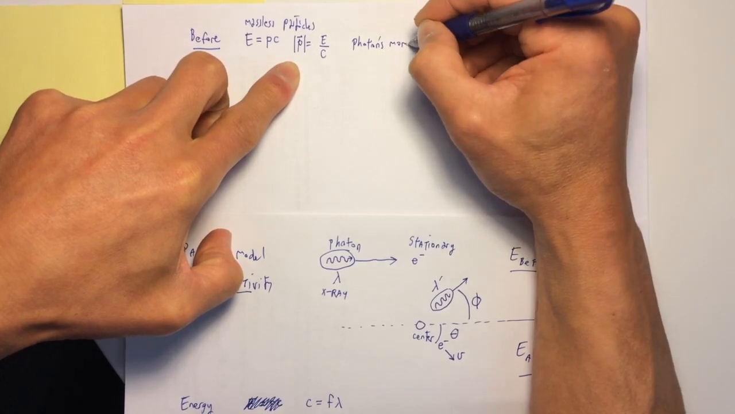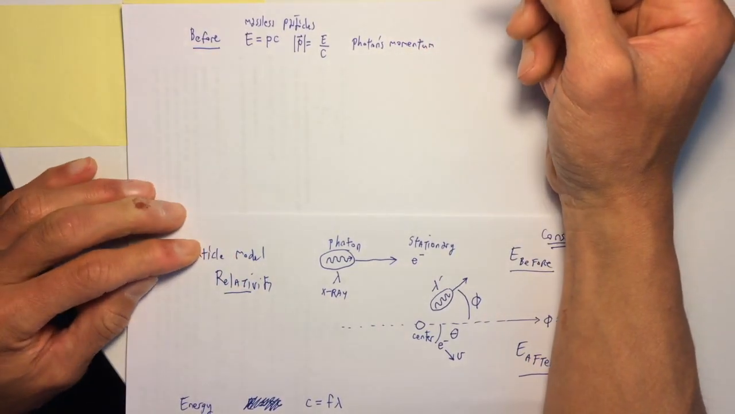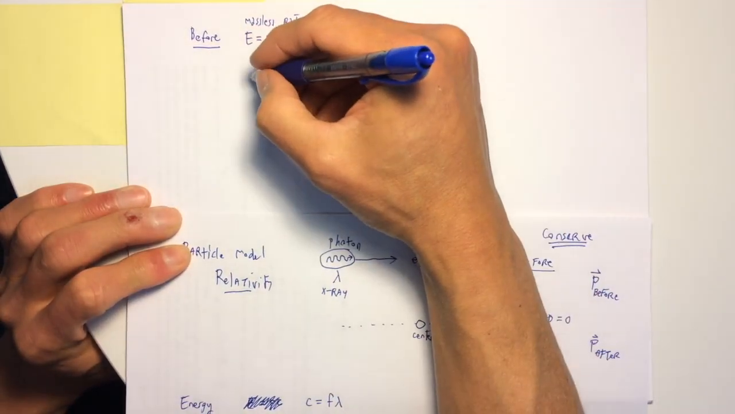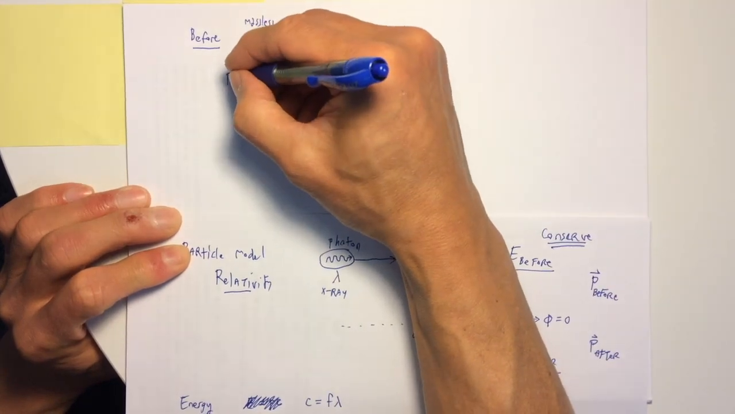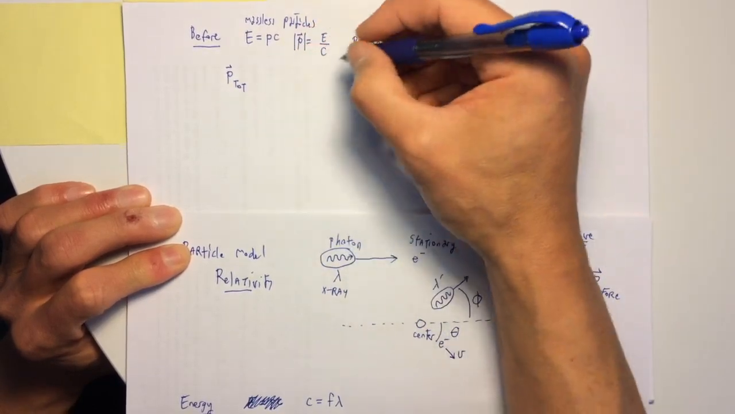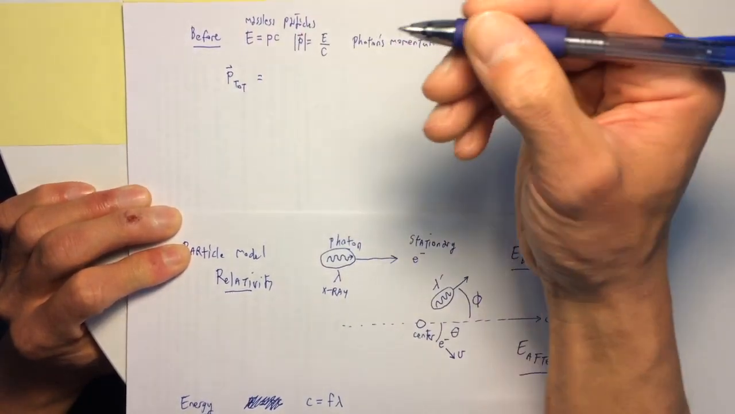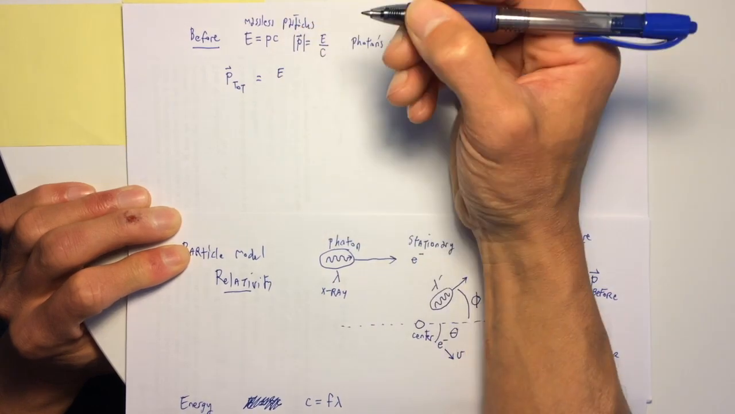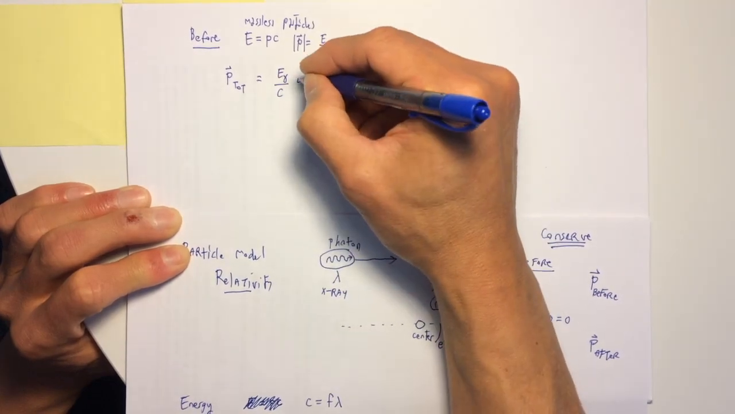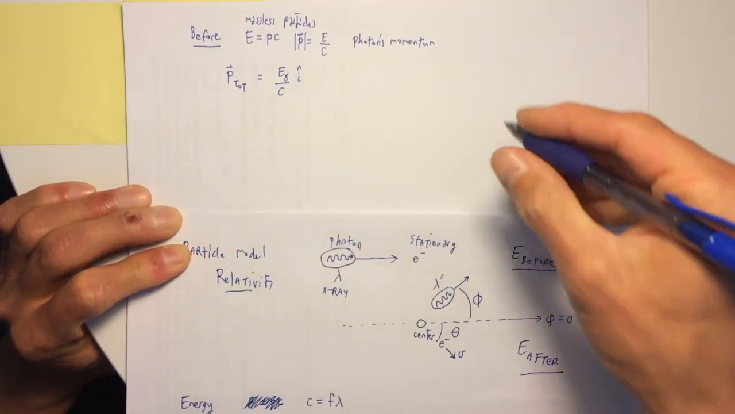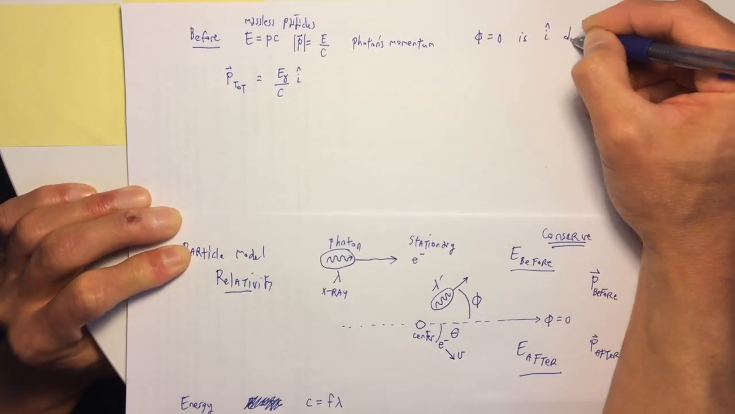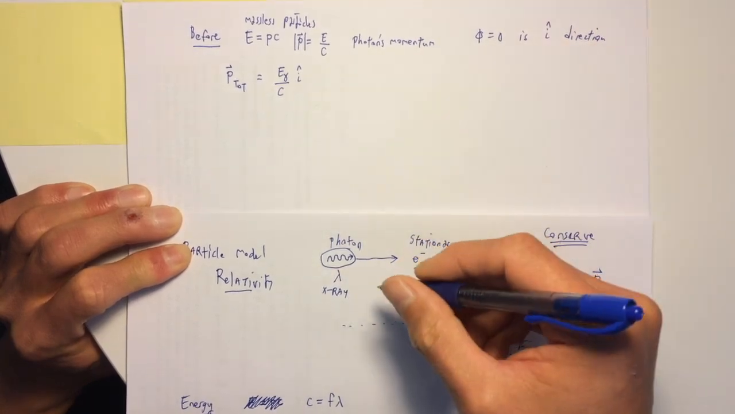This is the photon's momentum, because it's a massless particle. So before the collision with the electron, the total momentum was all i hat directed. I'm going to say that it was equal to the energy of my incoming photon divided by the speed of light, and it's all directed along phi equals 0, the i hat direction, so I can put it in unit vectors.